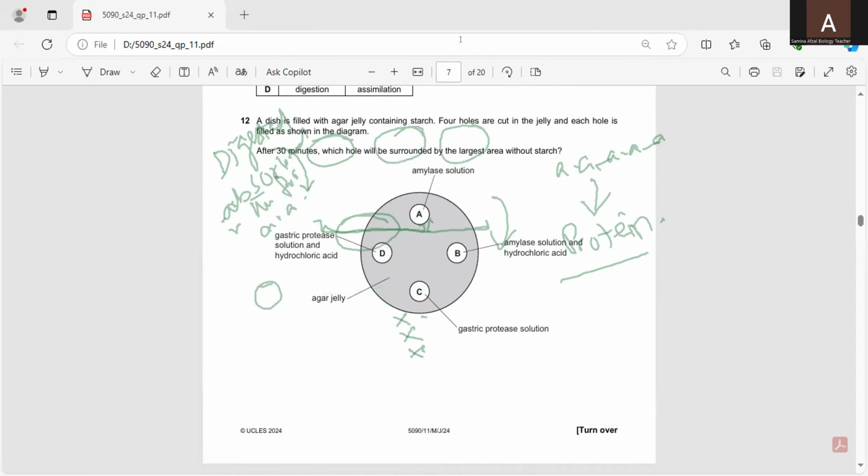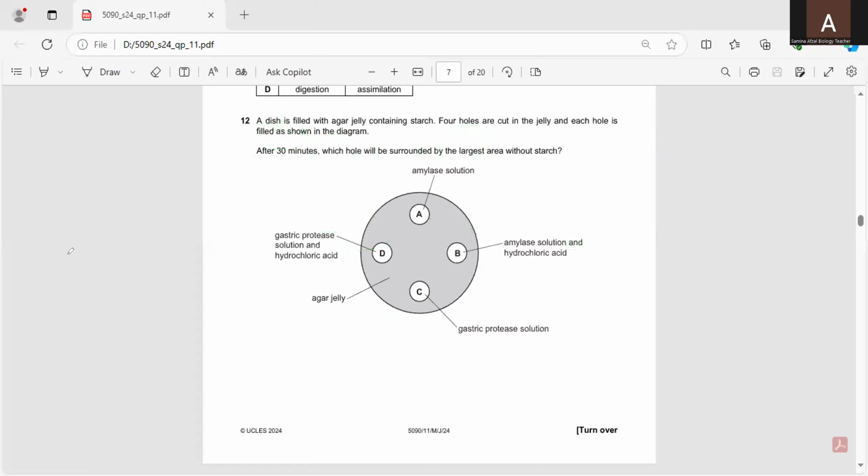Now, question number 12. A dish is filled with agar jelly containing starch. Four holes are cut in the jelly, and each hole is filled as shown in the diagram. After 30 minutes, which hole will be surrounded by the largest area without starch? At hole A, only amylase is there. At B, amylase and hydrochloric acid. Then gastric protease solution, and gastric protease solution and hydrochloric acid.